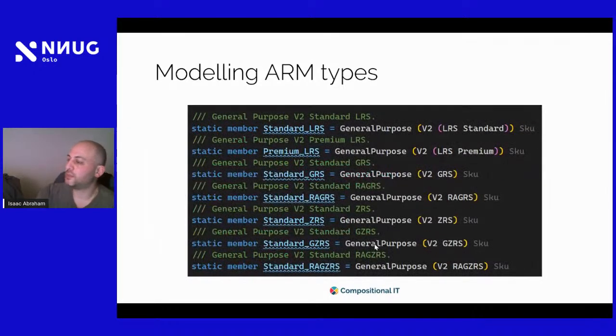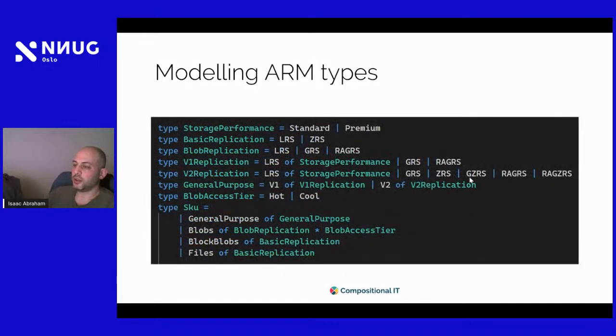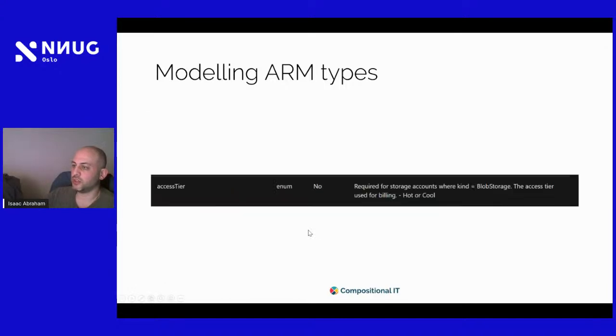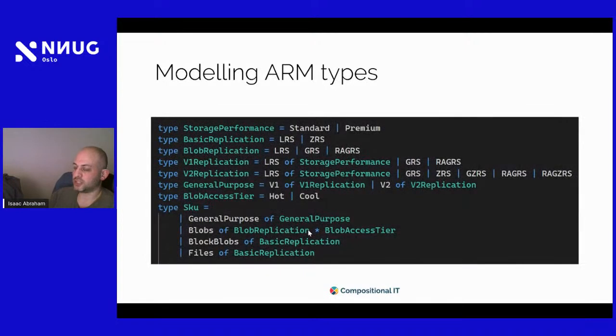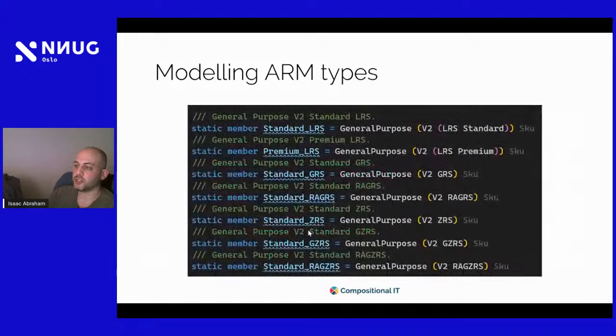And then we can make this a bit easier with some ready-made members. So if you want a standard LRS, we'll just create you a general purpose V2 LRS standard. This is not crazy code. And I would suggest that it's probably easier to read these lines of code than it is to wade through sometimes contradictory documentation. Here, this is the source of truth. The code doesn't lie, assuming that it's in sync with the reality of Azure.